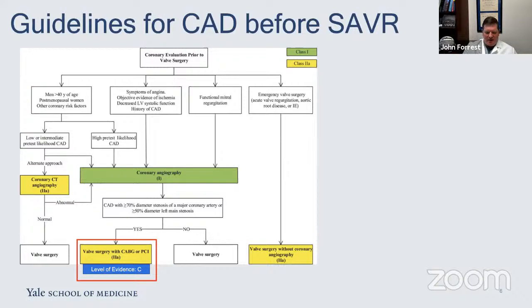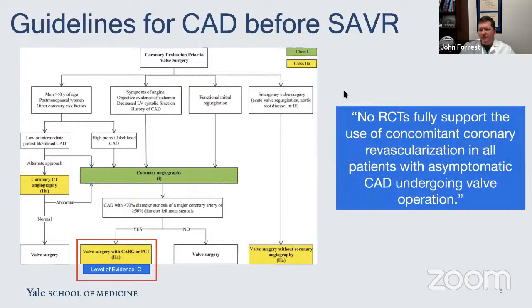It's a 2A recommendation. And in fact, even in these guidelines, these are the ones that came out in 2014 for valvular heart disease. When it was updated in 2018, they didn't update this part of it. So maybe on the next one it will be. But even there, they clearly state that there are no randomized trials that support the use of coronary revascularization in all patients with asymptomatic coronary disease undergoing an operation. So, we don't have a ton of data, and that's just the truth of the matter.